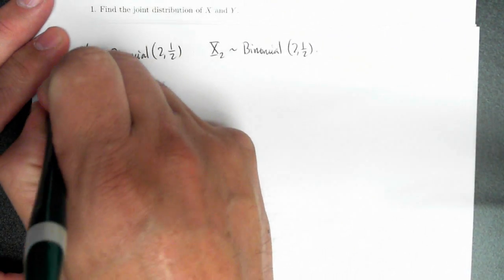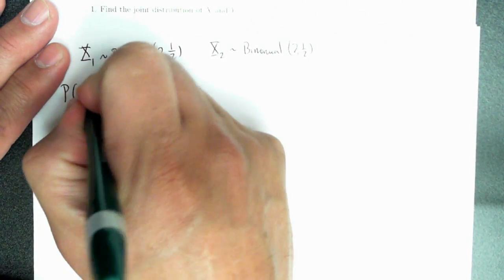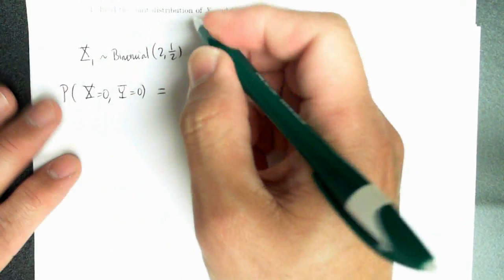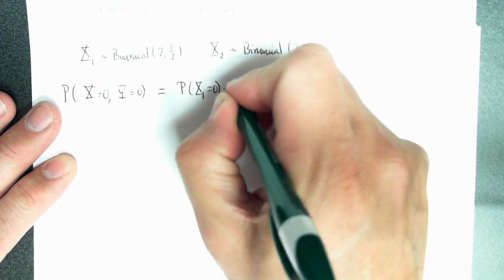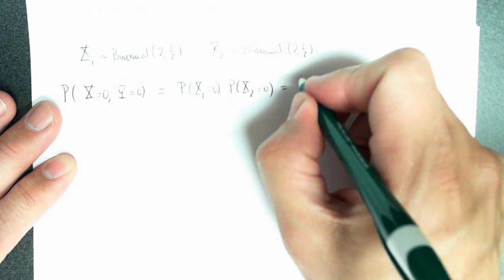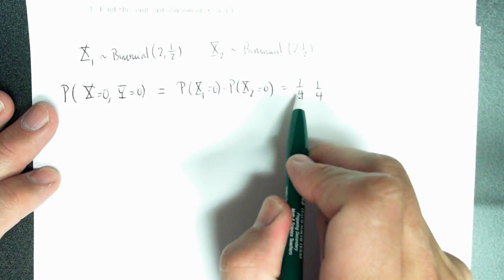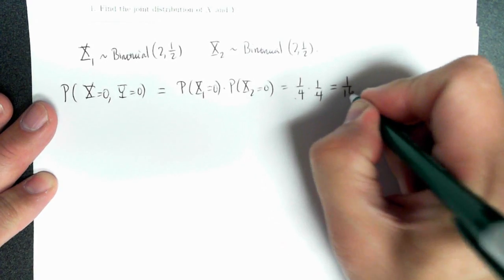So possibility number one is that the minimum is equal to 0 and the maximum is equal to 0. And that occurs, of course, when both random variables are equal to 0. And the chance of that happening would be 1/4 times 1/4, that there are no heads on the penny and no heads when the quarter is flipped. And so that's equal to 1/16.